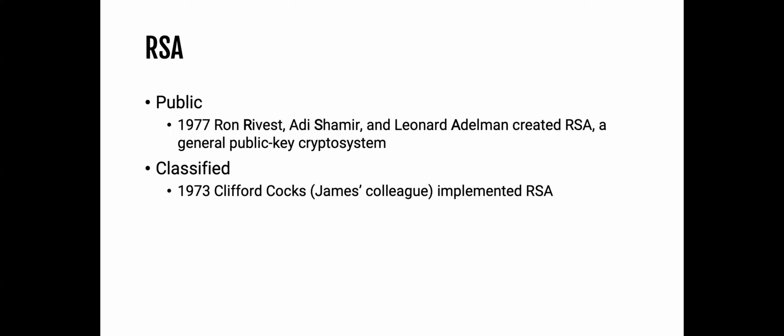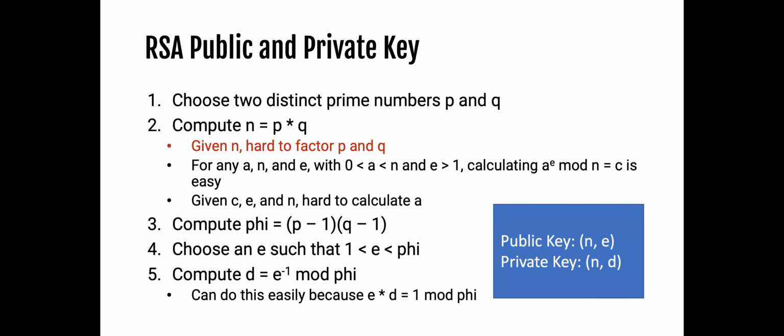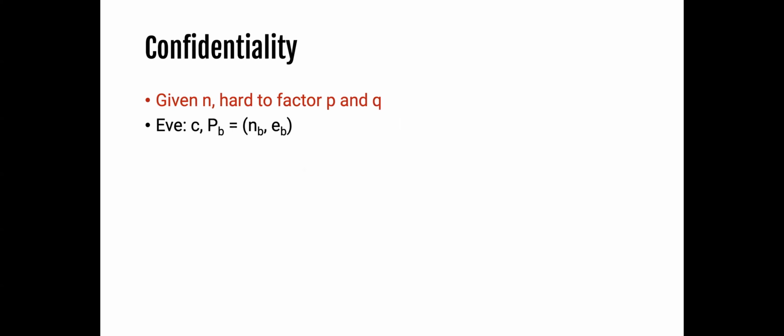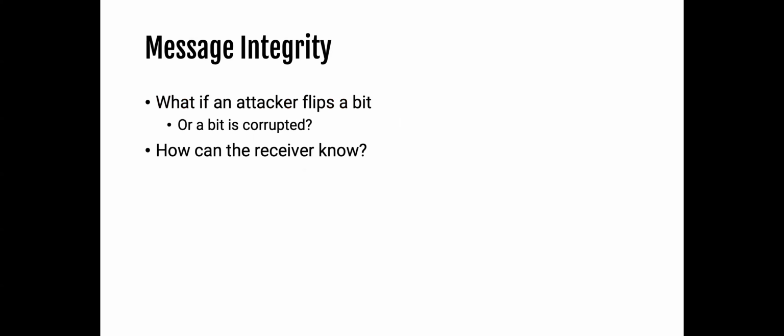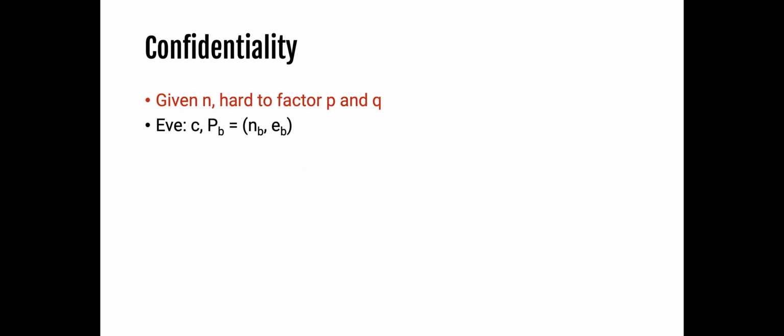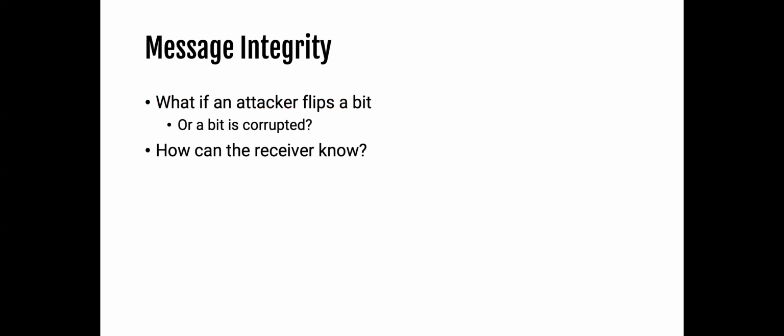Next time, we're going to talk about RSA. But besides that, I also want to give you a heads up about what we're going to talk about in the future. We're going to talk about asymmetric crypto, and RSA specifically. But one thing I want you to think about is: does RSA satisfy confidentiality? And does it satisfy message integrity? Meaning, what if an attacker flips a bit? If someone just changed a bit, how can we know it?